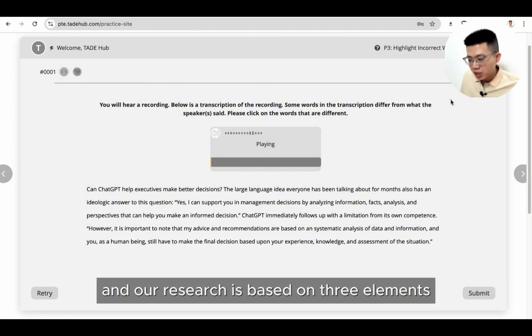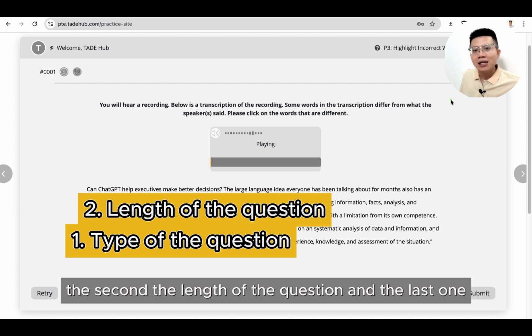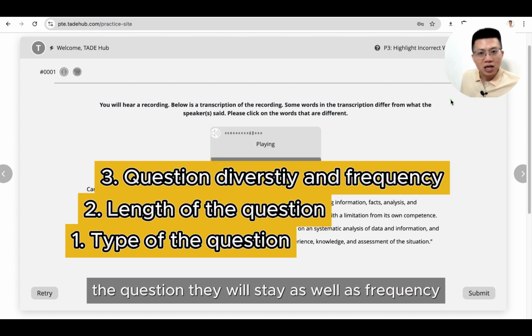And our research is based on 3 elements. The first one is the type of the question. The second, the length of the question. And the last one, the question diversity as well as frequency.